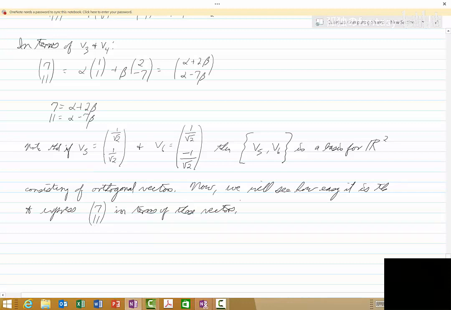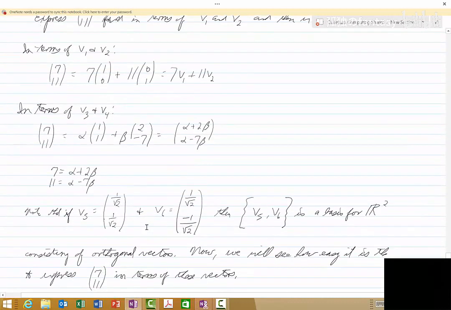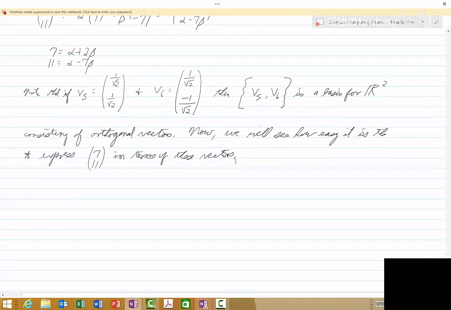So we just found above that it was very easy to express 7, 11 in terms of 1, 0, and 0, 1, but rather tedious to express 7, 11 in terms of the non-orthogonal vectors 1, 1, and 2, -7. But let me show you now that as long as we pick two orthogonal vectors, it's always going to be easy. We don't have to have vectors with 0 components. It will always be easy as long as the vectors we choose are mutually orthogonal. And let's see why that's true.